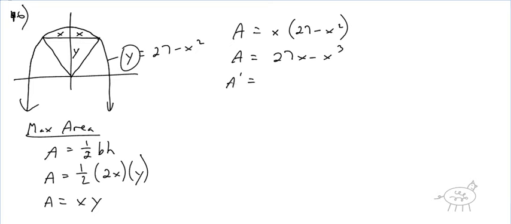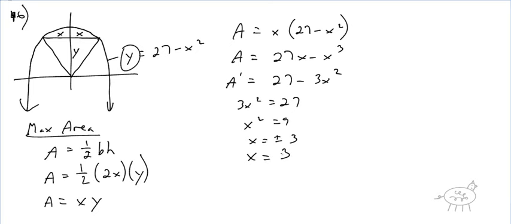And so we're going to take the derivative. A prime is equal to 27 minus 3x squared. Find our critical values. So 3x squared equals 27. x squared equals 9. So x equals plus or minus 3. Okay, and we know it's going to be positive 3, right, for a length. So x equals 3.